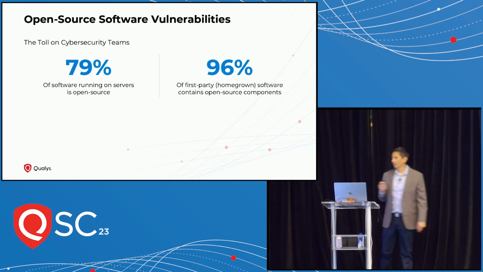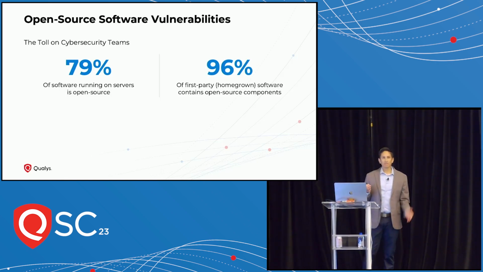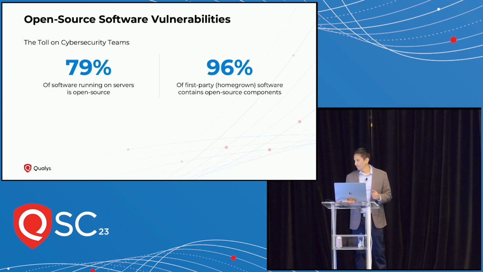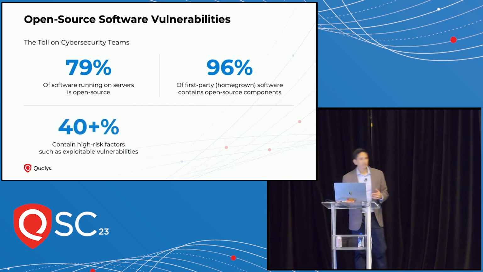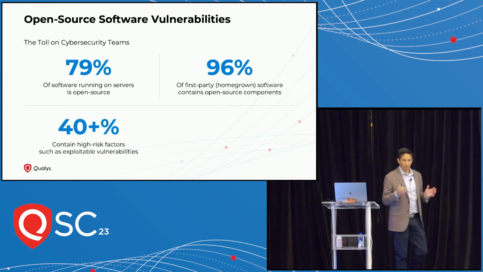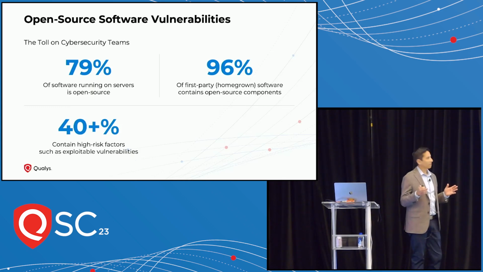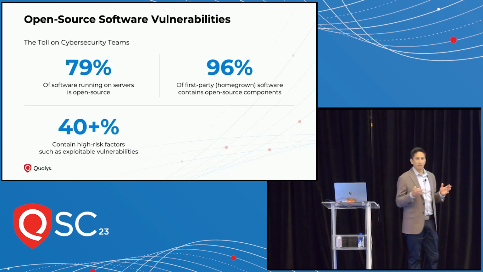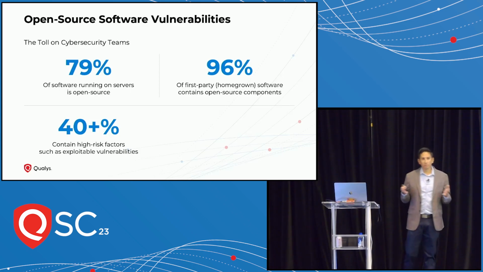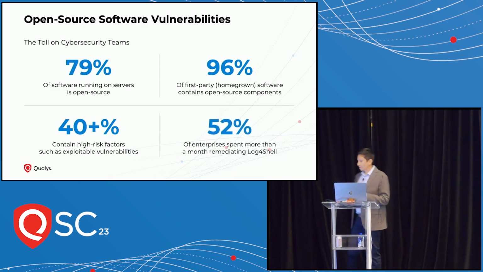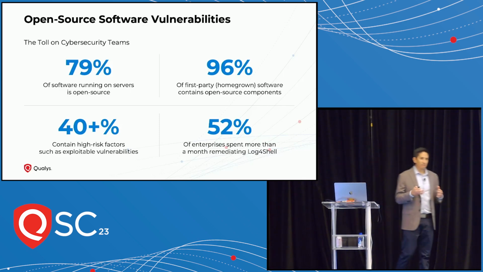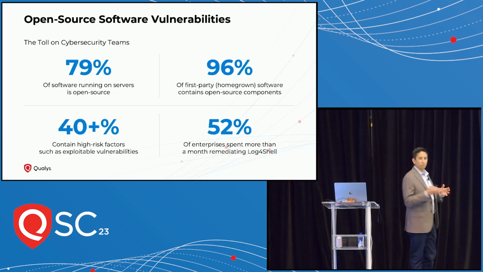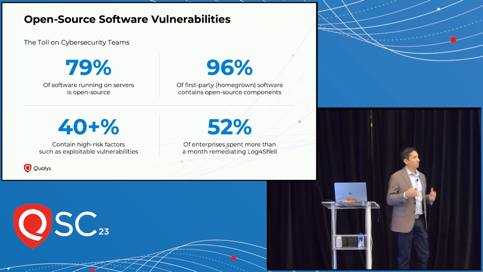96% of first-party software, that means homegrown software, has open source components. And then more than 40% of this software across both third-party and first-party have high-risk factors. That means exploitable vulnerabilities. And if we look at something like Log4Shell, we did an analysis based on anonymized data from our customers. 52% of teams took more than a month to actually remediate, and they were doing actually a good job.